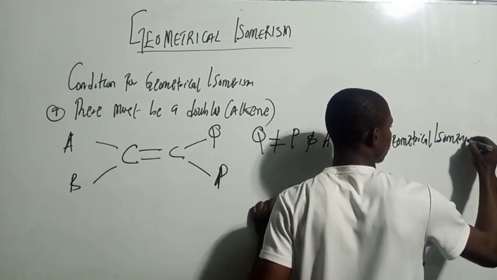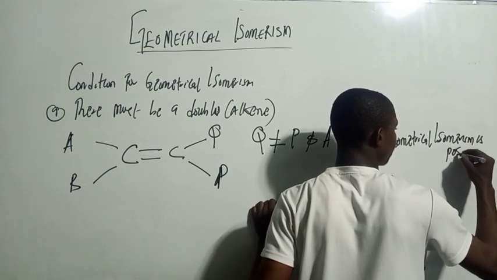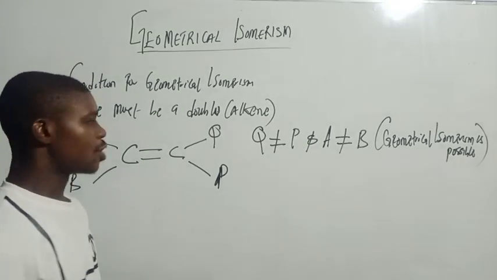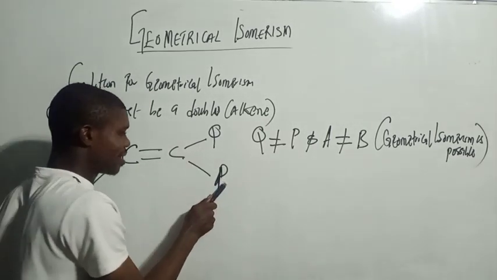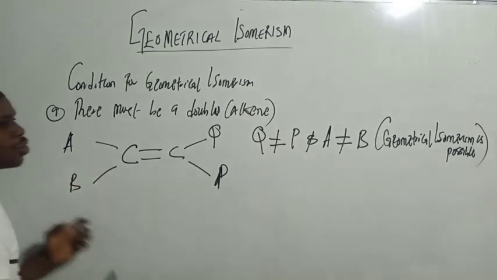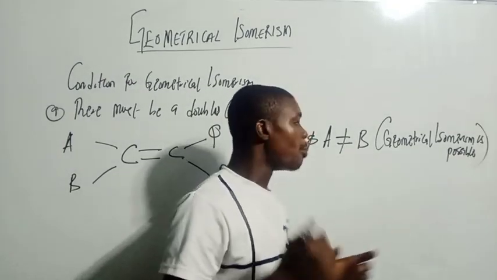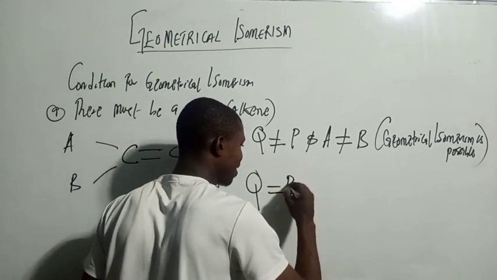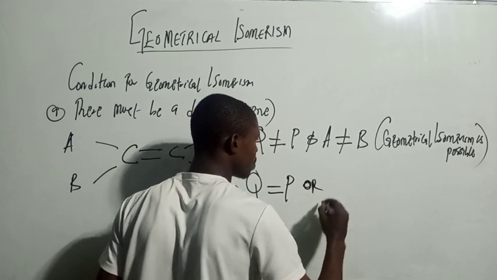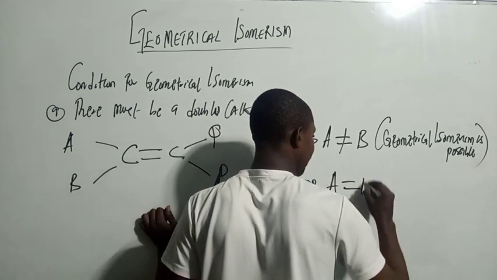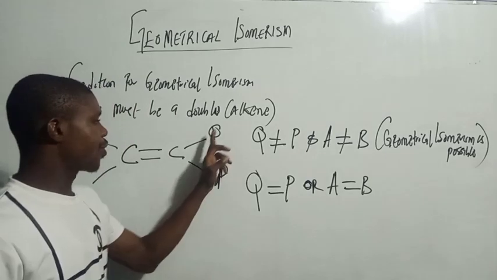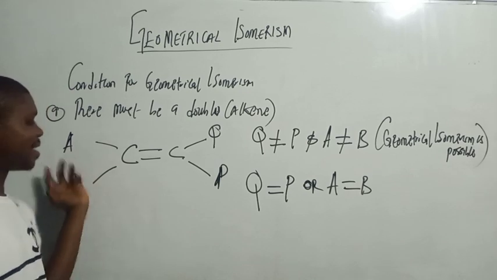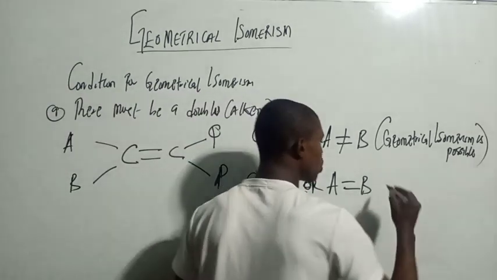Geometrical isomerism is possible. We are going to look at that. So when this is not equal to this and this is not equal to this, geometrical isomerism is possible. But if Q is equal to P or A is equal to B, that is, they are the same, geometrical isomerism is not possible.